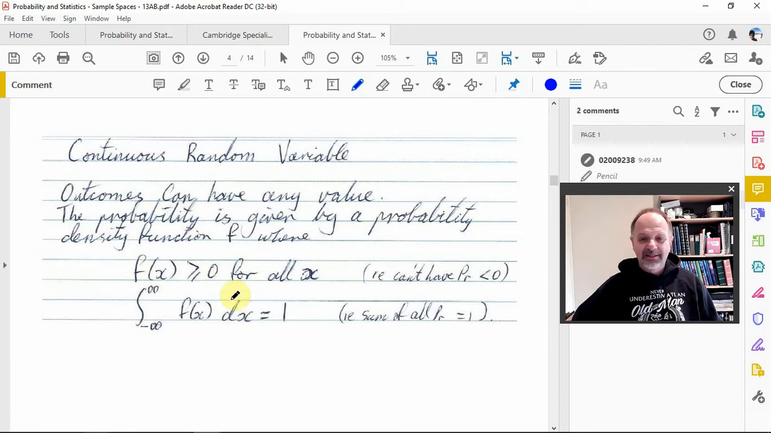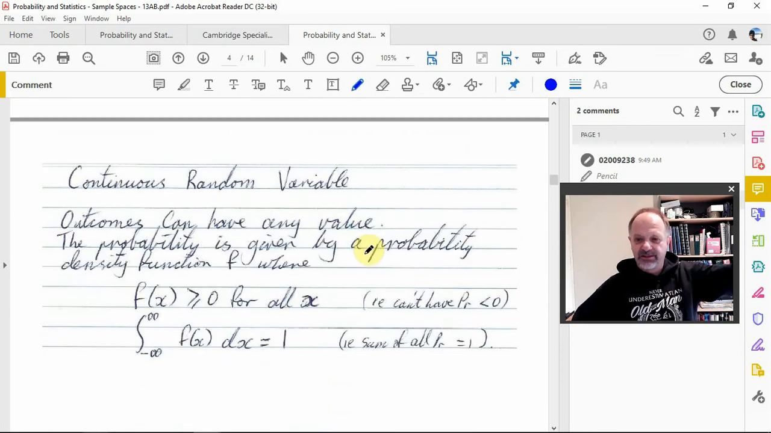The other thing is that all the probabilities, and so if this is a function, all of the probabilities, when you add them all up, they've got to equal 1. It doesn't matter whether that's discrete or continuous, same thing. They can only add up to 1.